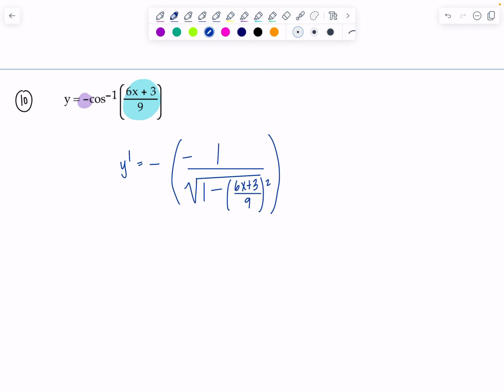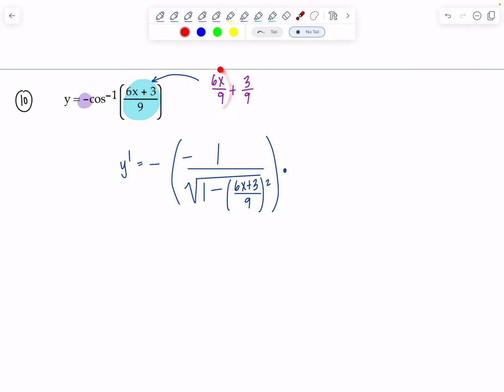And then I need, that's just so disgusting looking. Okay, then I need to multiply by the derivative of what's inside, (6x plus 3) over 9. No, you don't need to do the quotient rule. Please, don't stress yourself out unnecessarily. (6x plus 3) over 9, I can write as 6x over 9 plus 3 over 9, can't I? So then just take the derivative of it like that, term by term.